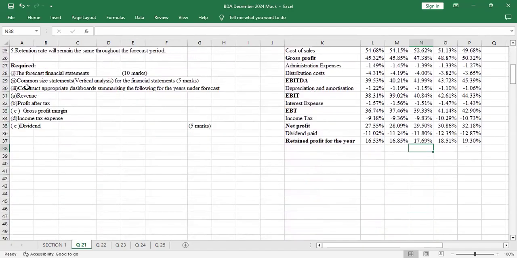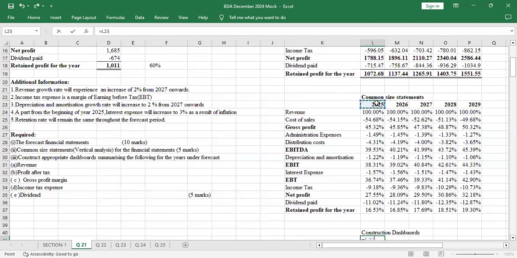Okay, so that's how you are supposed to do part 2 of that question. I'll go to part 3, where we are told to construct an appropriate dashboard summarizing the following for the years under forecast. So I'll say construction of dashboard. There's no BDA paper that will be tested without a dashboard, so you have to know how to construct dashboards, the graphs. Construct dashboards.